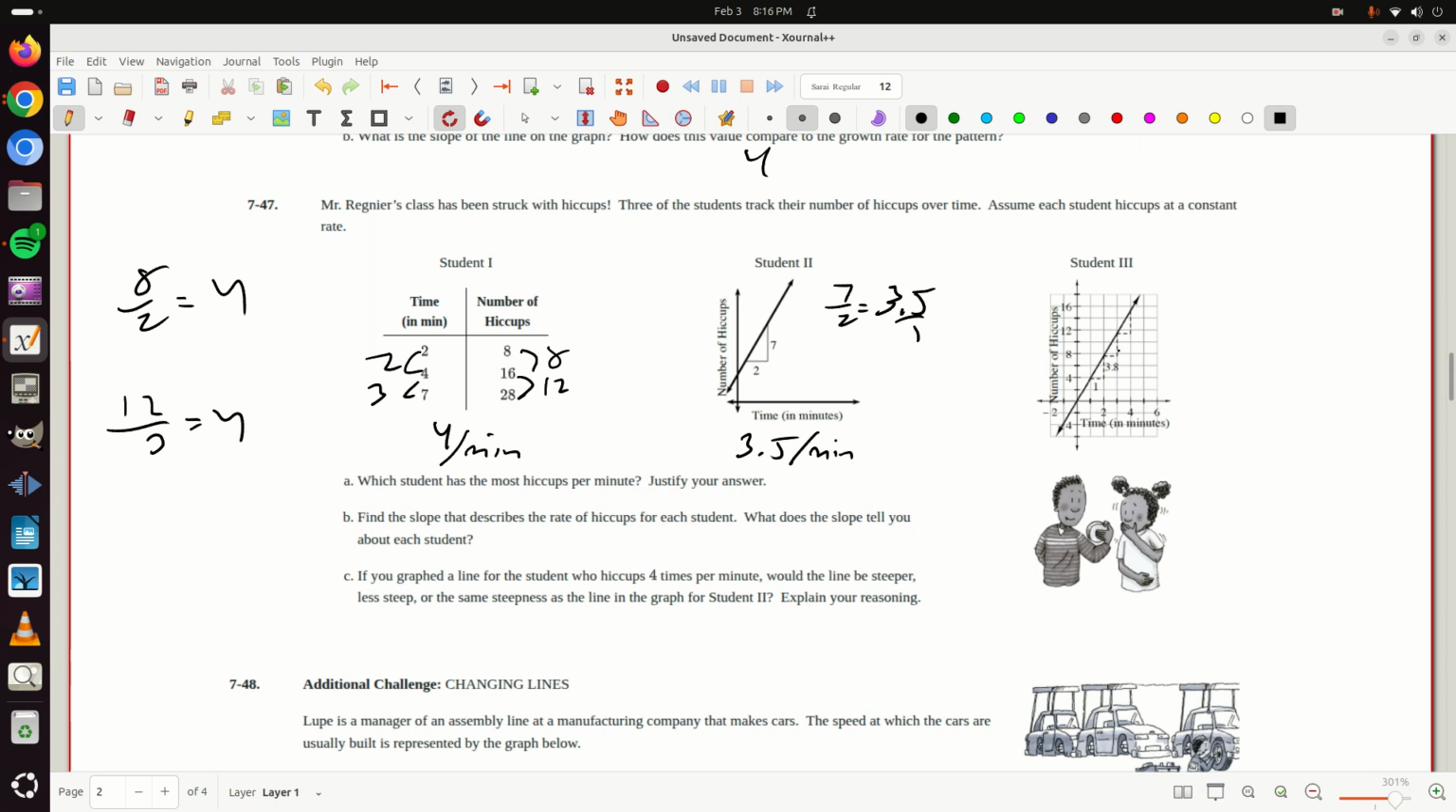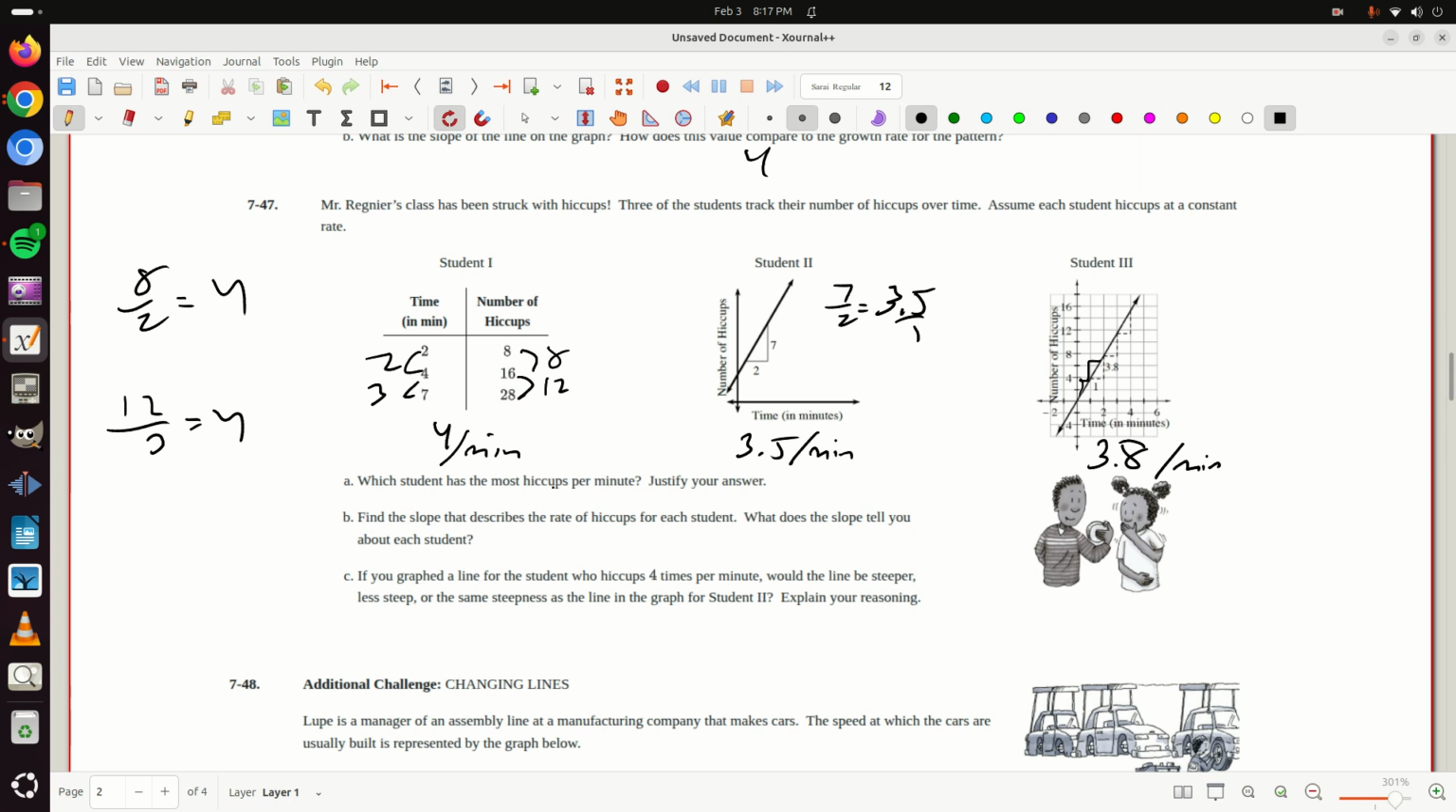This one, it looks like a giant mess, but it looks like we're going up 3.8 and over 1, so not quite 4. Up 3.8 over 1, up 3.8 over 1. So that's 3.8 hiccups a minute. So hopefully we're okay with that. We figured that out, the unit rate per 1.